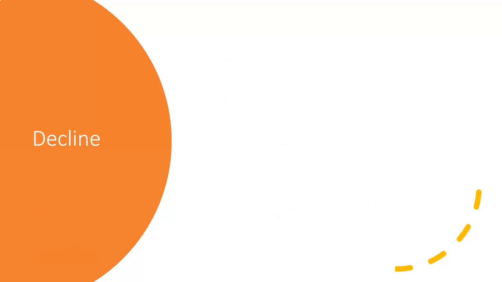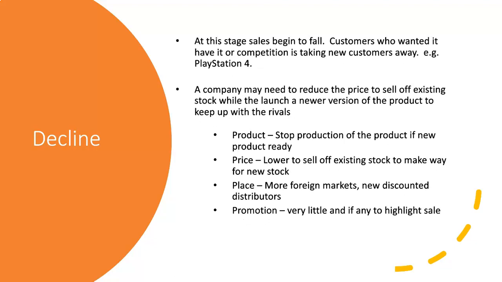This is the last stage of the product life cycle, and it's called decline. It's very important to learn about decline. At this stage, sales begin to fall. Customers have changed habits or competition is taking new customers away, for example, the PlayStation 4. A company may need to reduce the price to sell off existing stock while they launch a newer version of the product to keep up with the rivals.